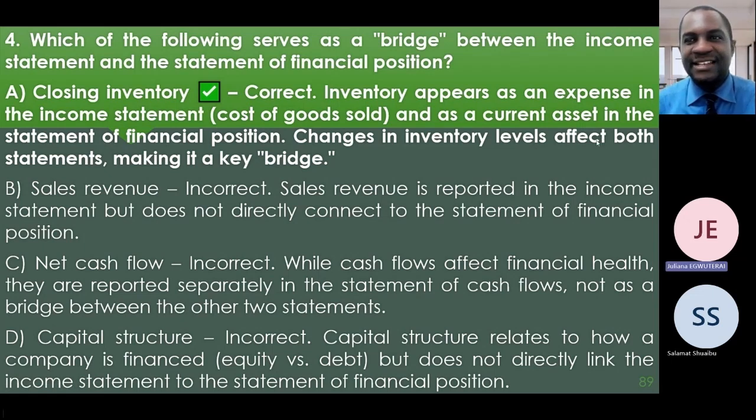Which of the following serves as a bridge between the income statement and the statement of financial position? Closing inventory, exactly. Inventory appears as an expense in the income statement, the cost of goods sold. So you have opening inventory, purchases, closing inventory. It appears as a current asset in the statement of financial position. It also appears as changes in inventory level in the statement of cash flow, making it a key bridge. That's correct. Nice one, Jay.